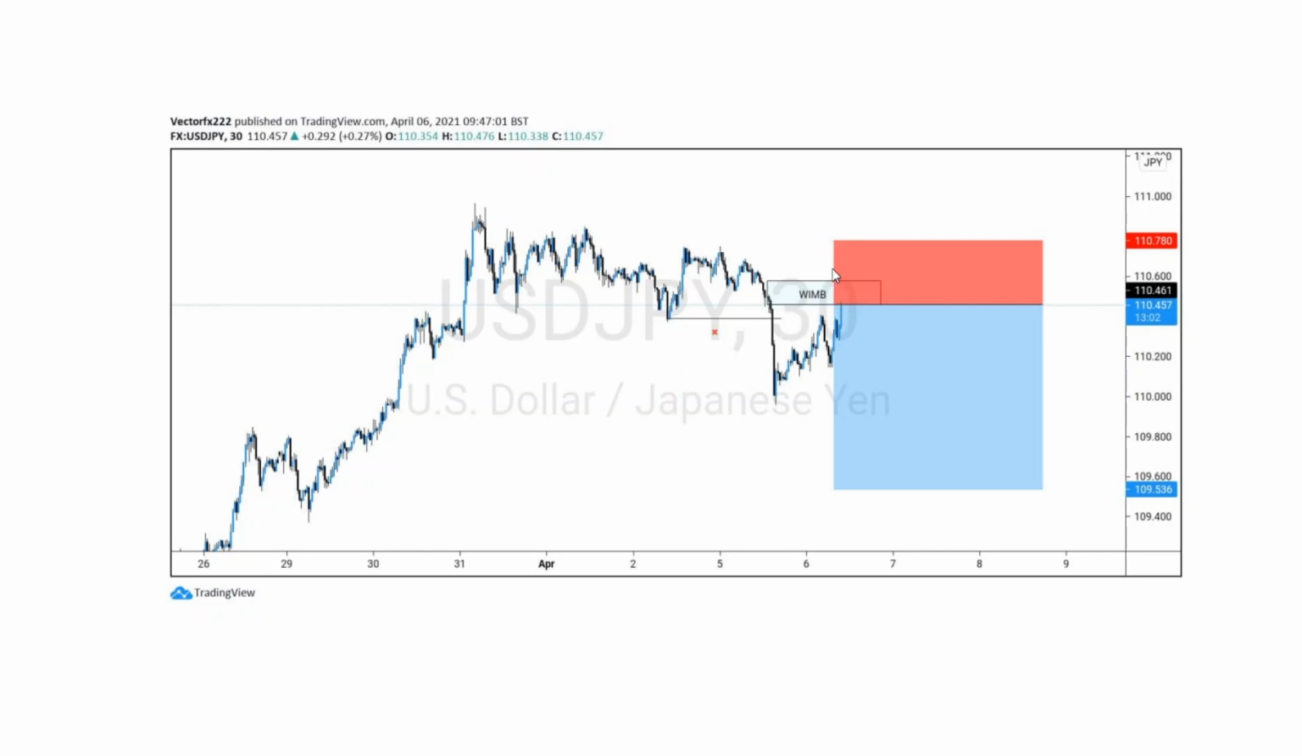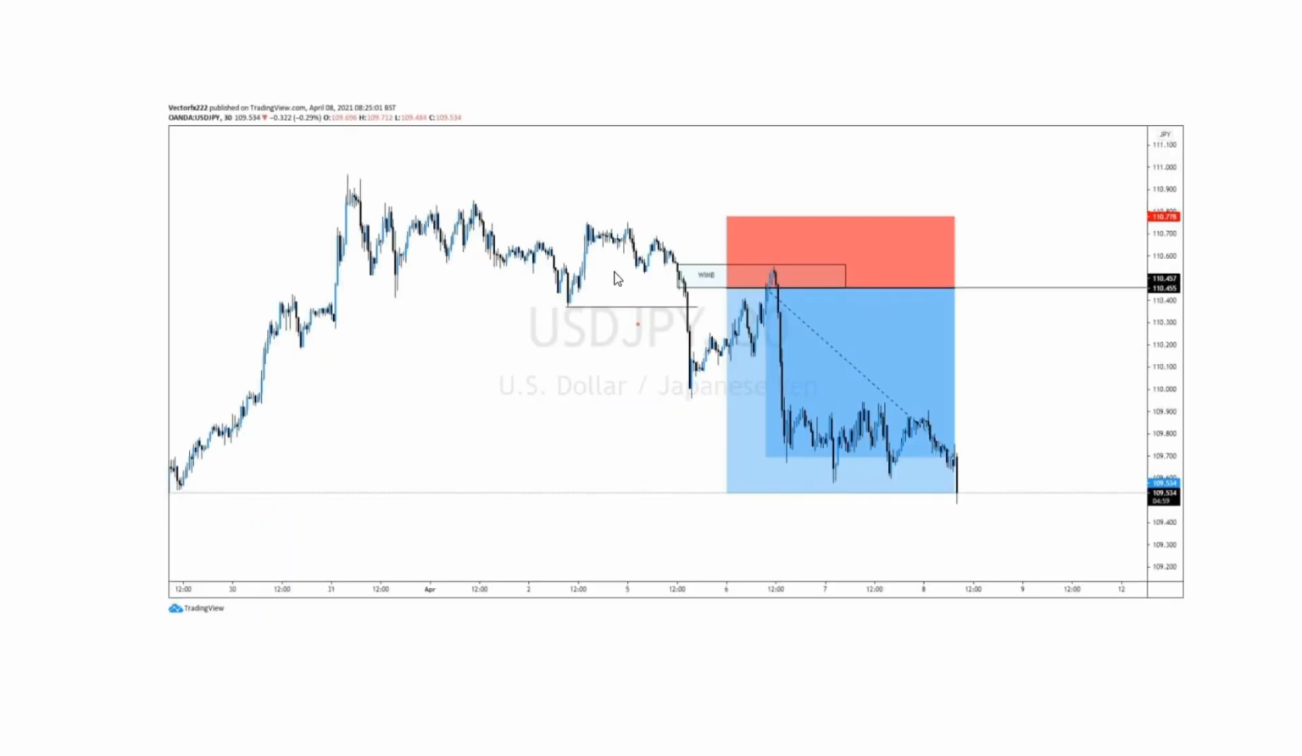We are hoping that price will at least break these lows, and at the point where these lows were taken out, we took partial profits from this trade, and then we had our take profits in these zones here. Now let's see what happens.